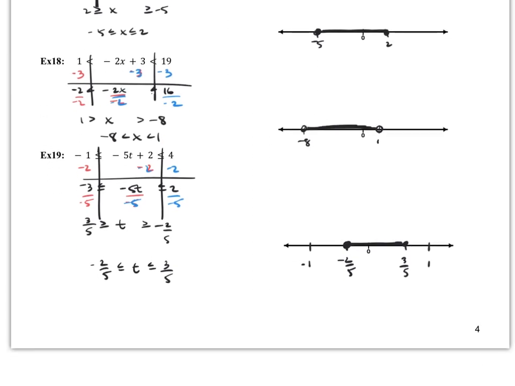Example 18, minus 3, minus 3, minus 3, minus 3, and then divide both sides by negative 2. So I have to reverse those inequality signs. 1 is greater than x, which is greater than negative 8, and when I reverse it, it's now going in lowest to highest order. So open circles at negative 1 and 8 with my arrows converging.